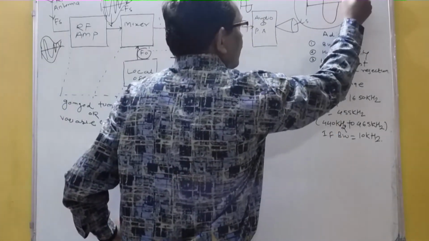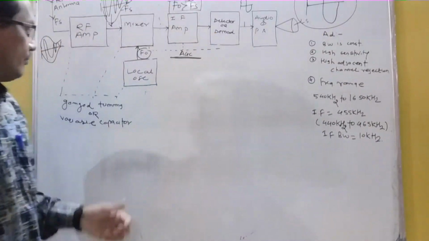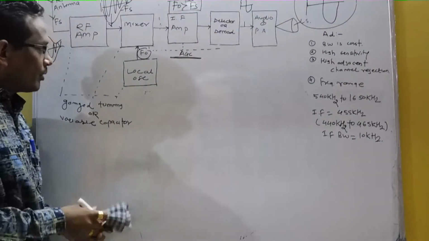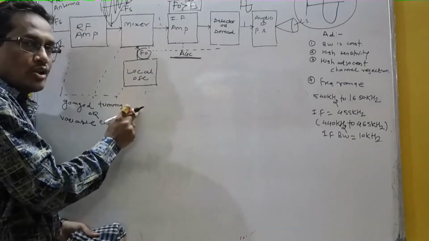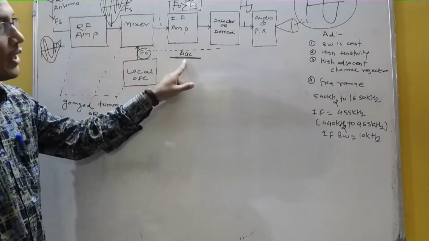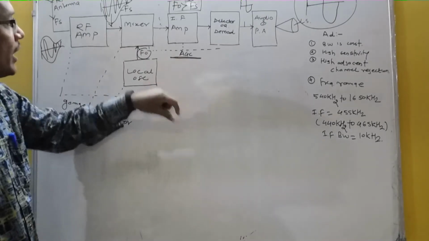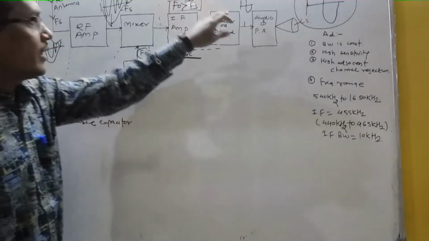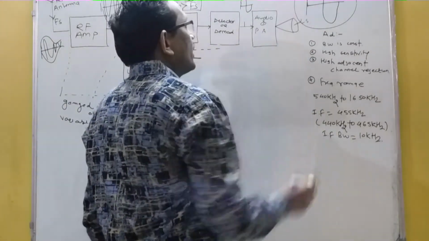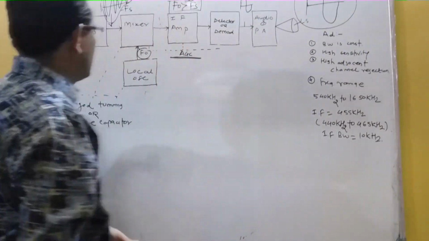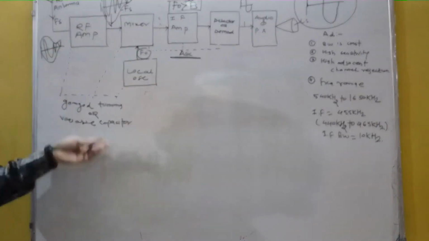So there are two important concepts. Gang tuning. What is gang tuning? It will maintain the same frequency of the RF amplifier, mixer, local oscillator at the same frequency. This is called AGC, which will again maintain the same gain of mixer, RF amplifier, detector at the same level, so that it can produce the perfect recovery at the output of your receiver. So this is nothing but a typical block diagram of the particular receiver.